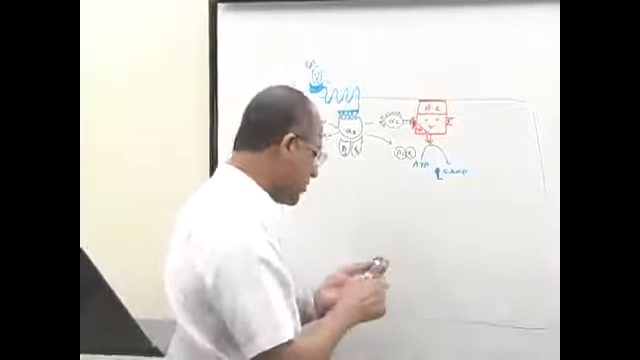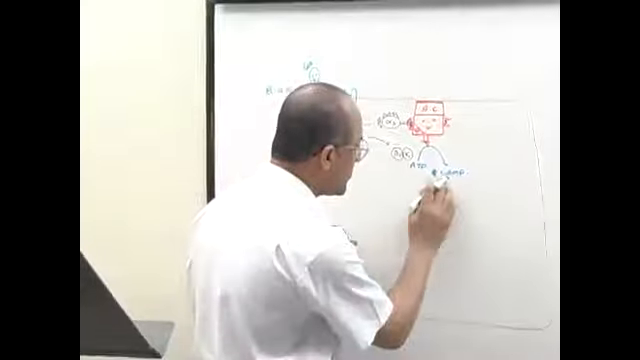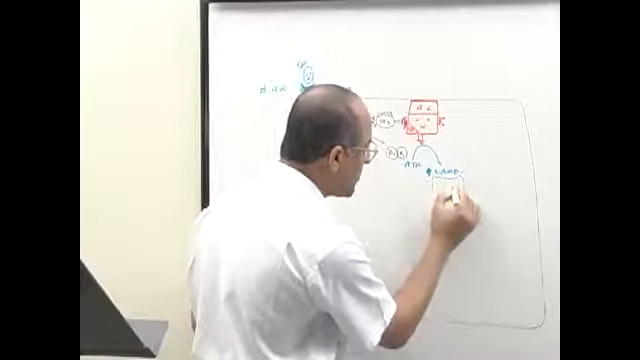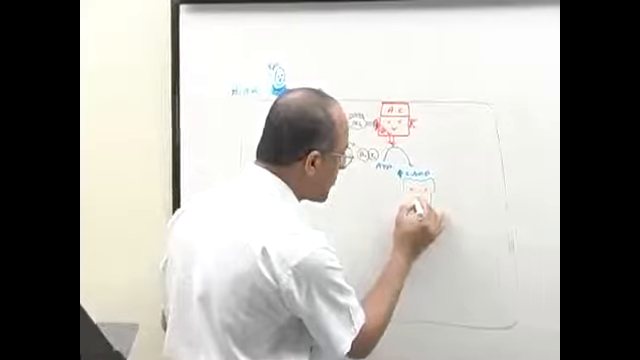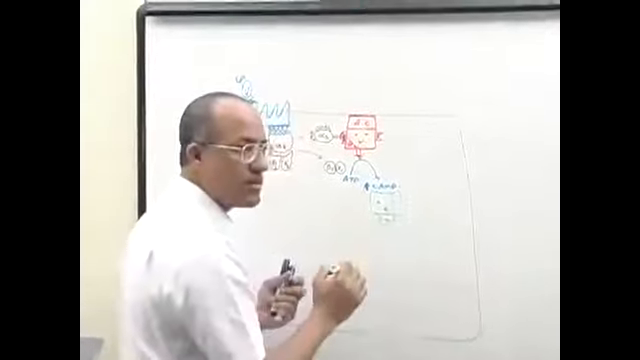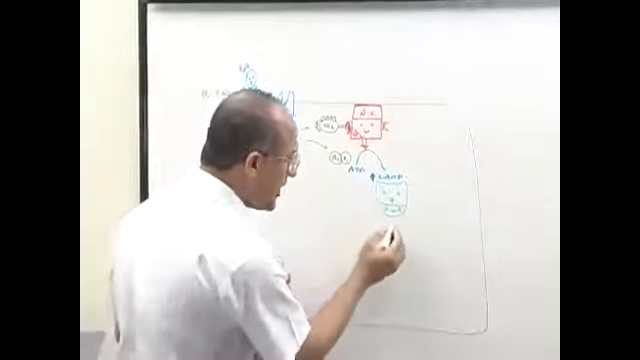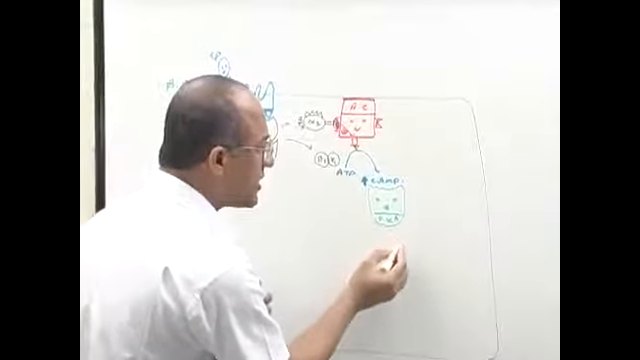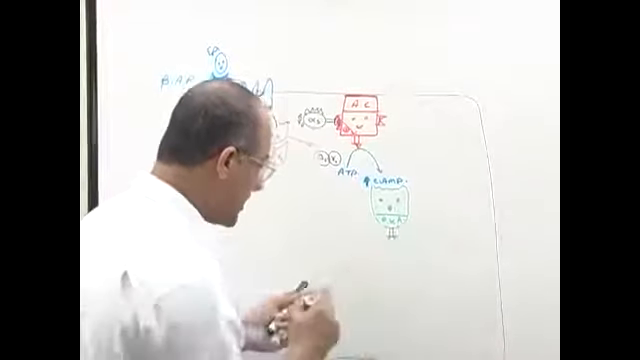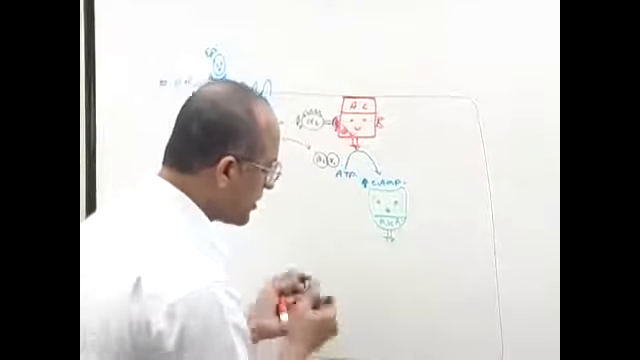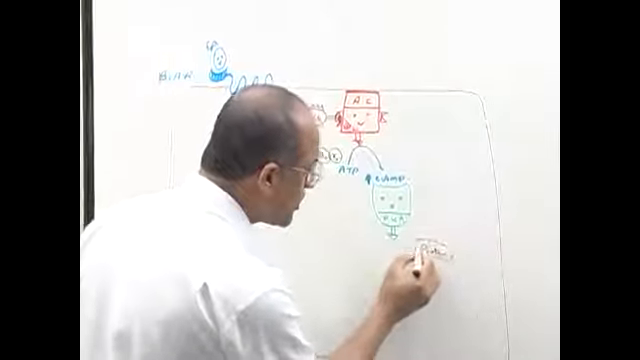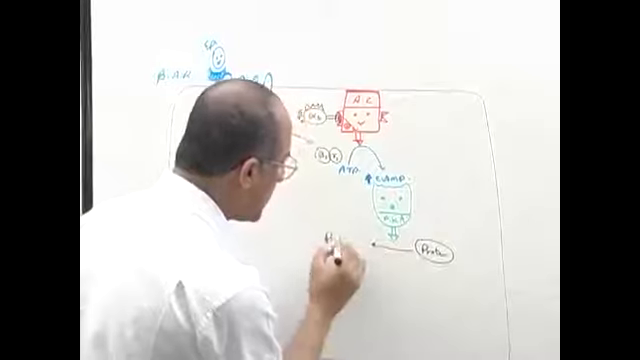This second messenger molecule, cyclic AMP, will stimulate protein kinase A. And this protein kinase A will start phosphorylating target proteins. Whatever target protein is there, that protein will be phosphorylated.